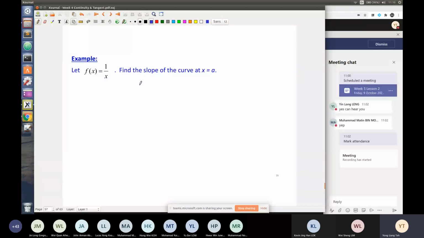So let's continue with this function, which is the reciprocal of x. And we're supposed to use the first principles definition, the limit definition, to find the slope. So hence, the slope, let's call that m. So slope m, which is also equivalent to f prime. By the way, this is known as the slope function, because we don't sub in any particular value of x, we find the general function first.